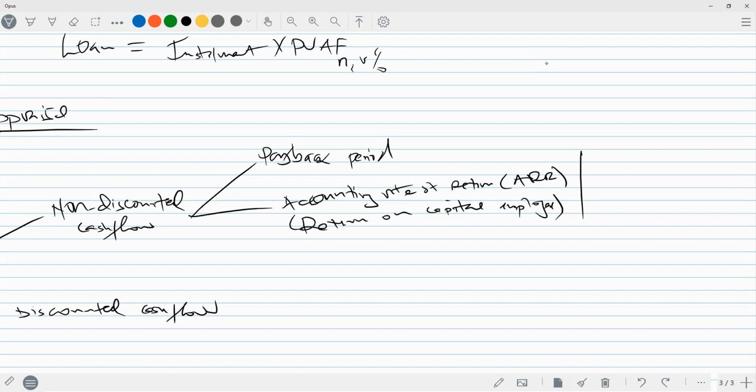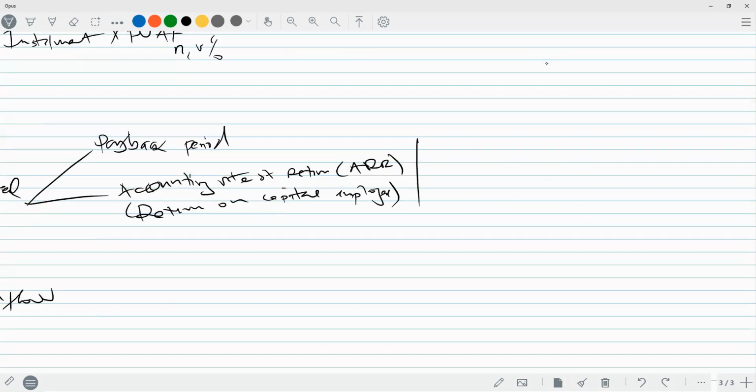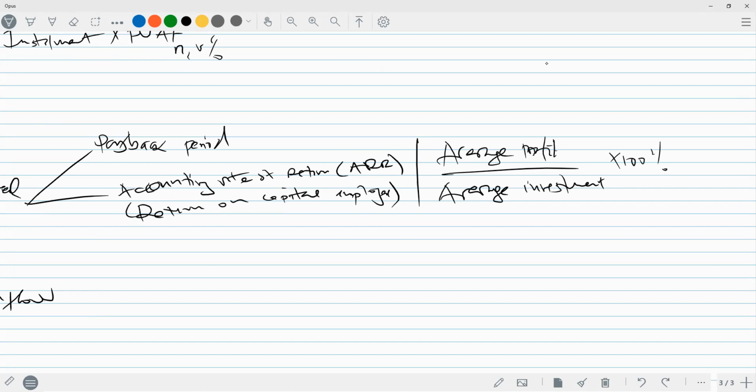It is a profitability appraisal method. Instead of cash flows, it uses profits. It gives us the average profit the company is about to make over the life of the project. We divide by the average investment, and of course, we express this as a percent. That's the ARR, the return on capital employed as an appraisal method.